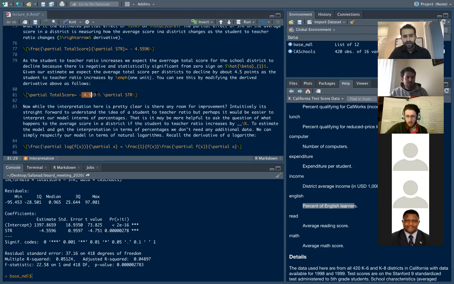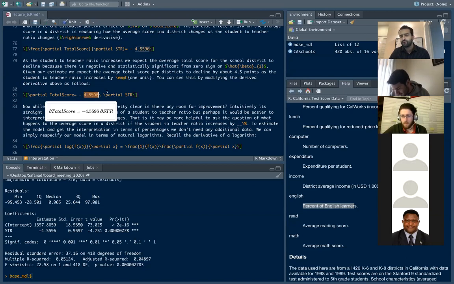So as the student-teacher ratio increases, for each unit it increases, every additional student per teacher is going to correspond to a decrease in the test scores of minus 4.5 points, right? And Francis pointed out to us right before the break that, well, sure, that's what our data is telling us, or that's what this one model is telling us with one explanatory variable.